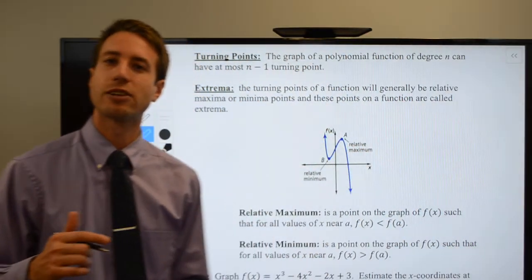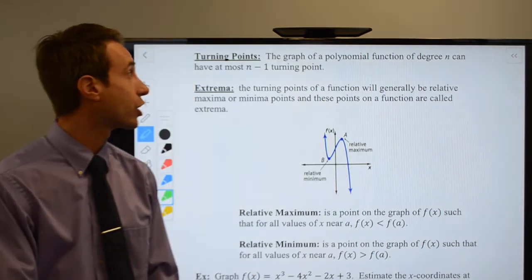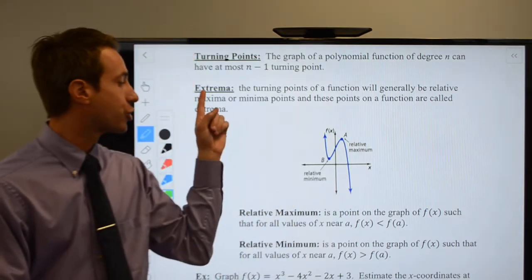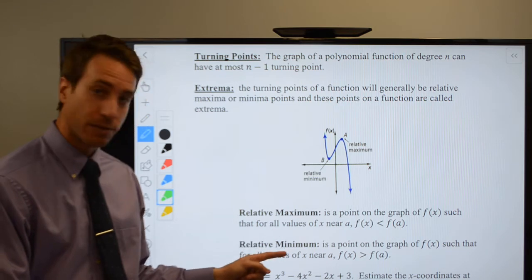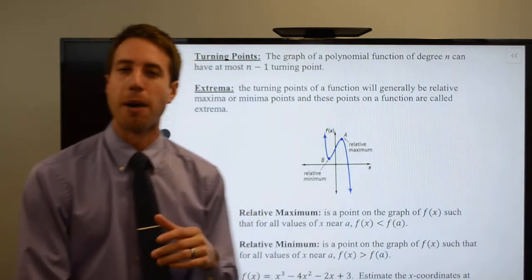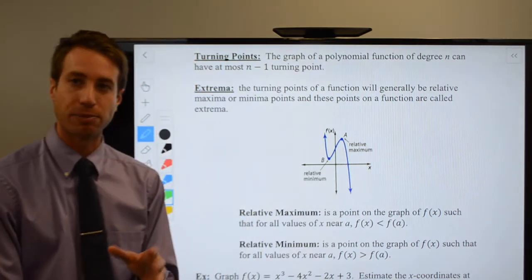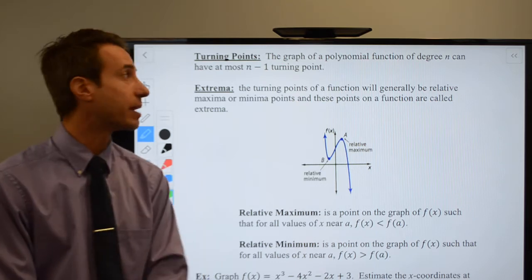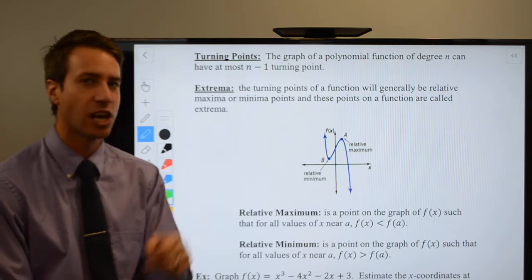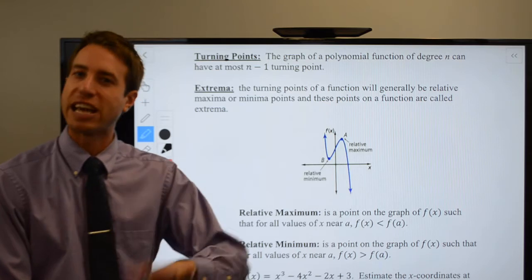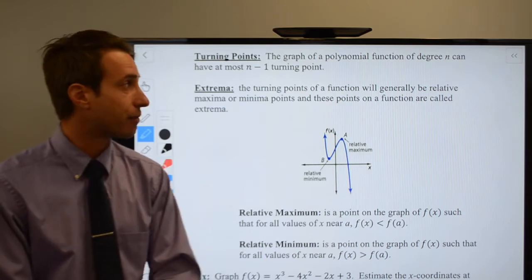So what I want to do here is now talk about that second objective or learning target, which had to do with extrema, the relative maximums and relative minimums. Now, it's really actually a pretty simple idea. We've actually talked about it a little bit already. This idea of turning points, you know that the polynomial is going to change directions probably several times.